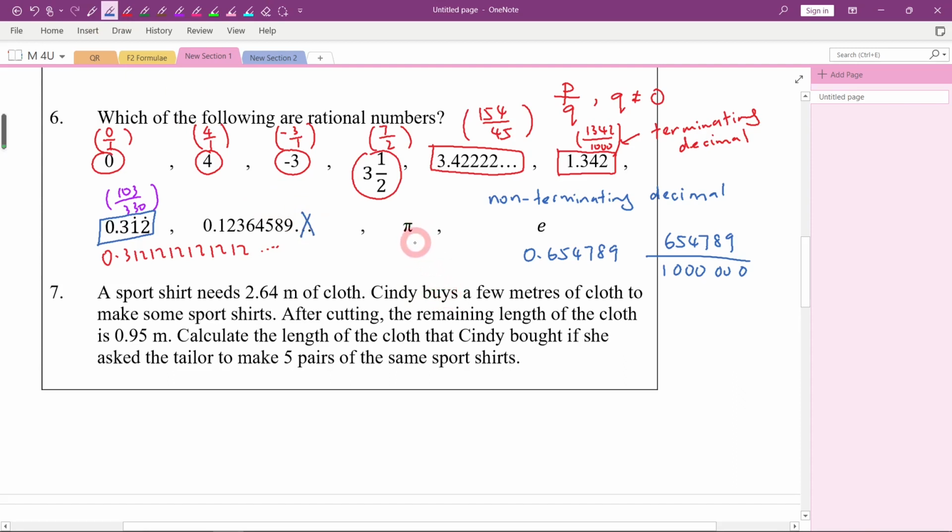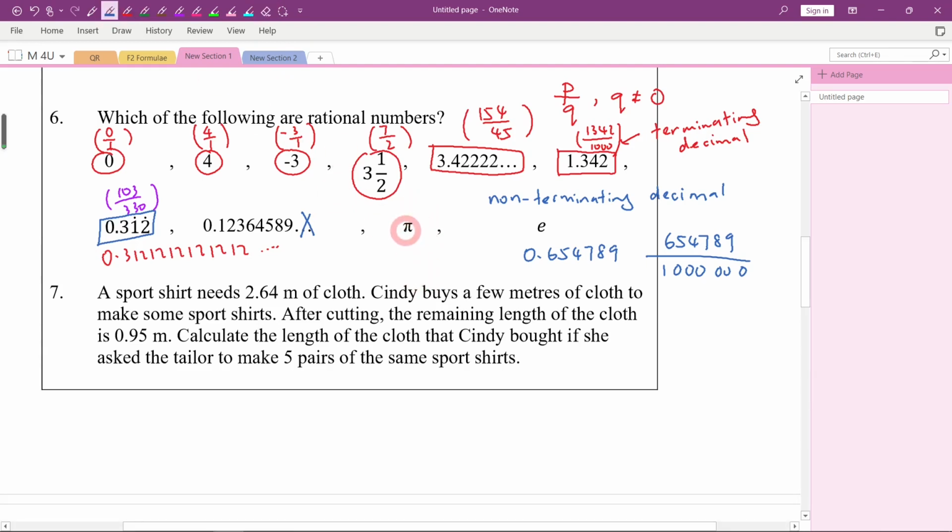Pi, sometimes you will see the books ask you to use 3.142 or 22 over 7. But actually, pi is not exactly equal to 3.142 or 22 over 7. These two values are just approximately equal. They are values close to pi, but it's actually not exactly equal to these two. So if the question asks you, you can just search online pi.